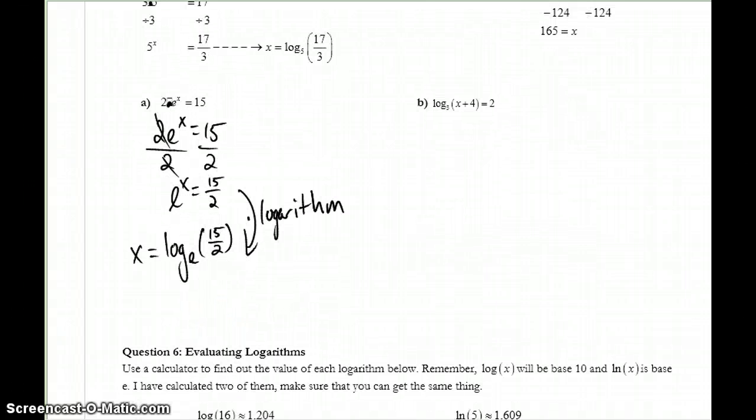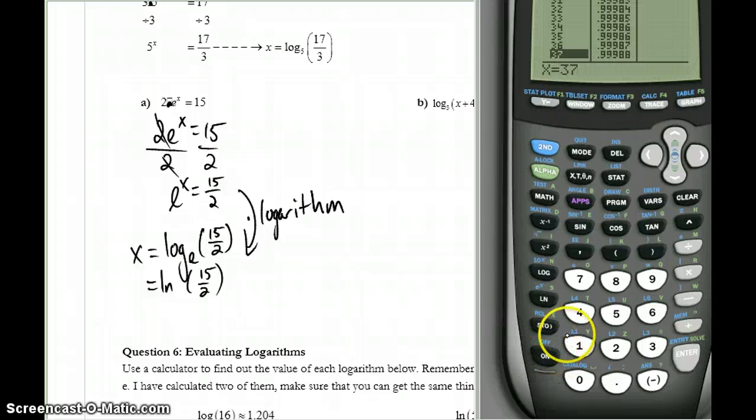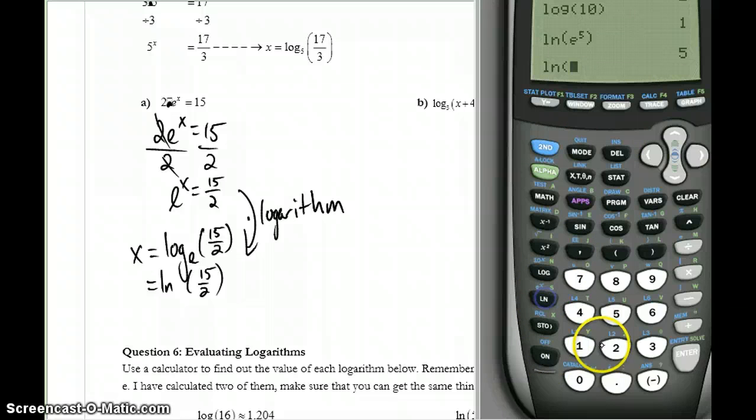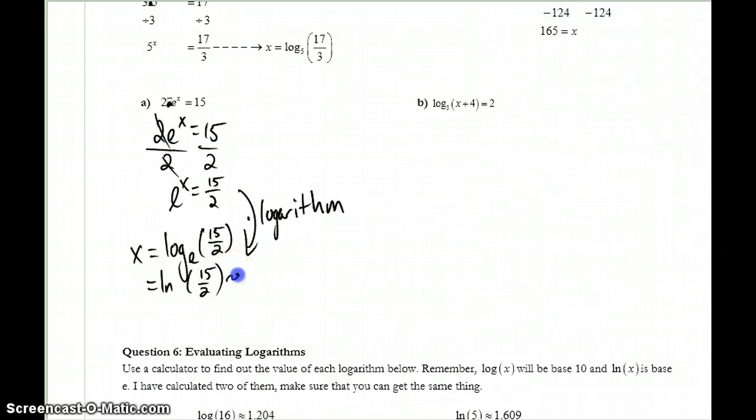So I get log base e of 15 halves, which we could call natural log of 15 halves because that is log base e. That is something we can plug into our calculator because the calculator has a natural log button on it. So we can see that the natural log of 15 halves is about 2.015.